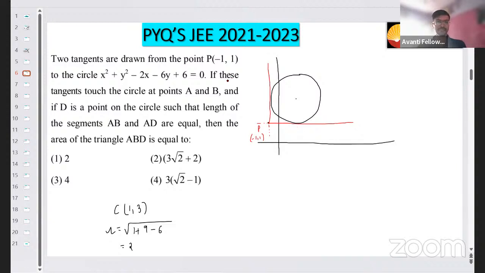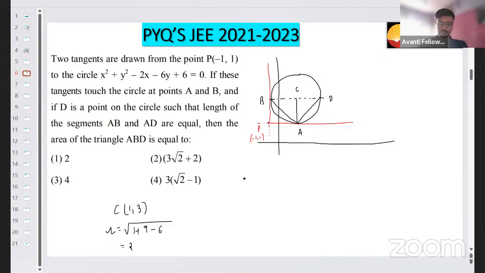Now, these tangents touch the circle at points A and B. So, let this point be A and this point be B. And D is a point on the circle such that the lengths of segments AB and AD are equal. Then D should be the diametrically opposite point. Correct? And if we join this, we'll get an isosceles triangle. Let this be the center C.